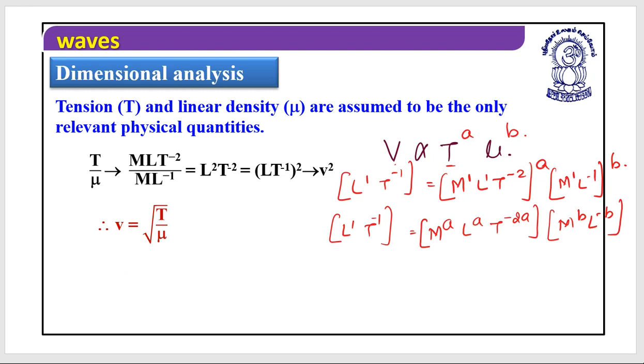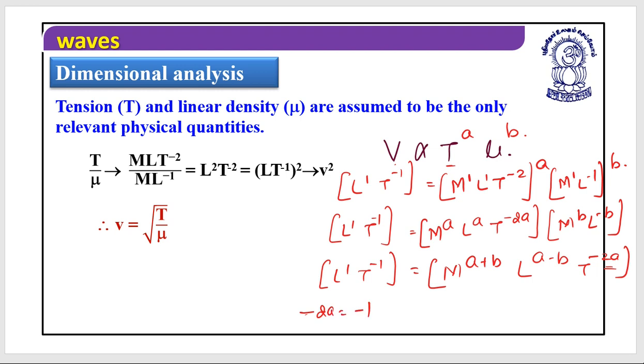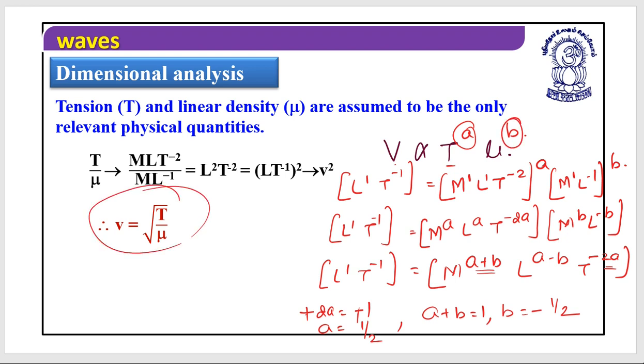So if we solve this, this is equal to L1 t minus 1. This is equal to M to the power a plus b, L to the power a minus b, and t to the power minus 2a. So from this, minus 2a is equal to minus 1, so a is equal to 1 by 2, and a plus b is equal to 0, so b is equal to minus half. So this is basically T to the power a, mu to the power b, and that's why v is equal to root of T by mu.